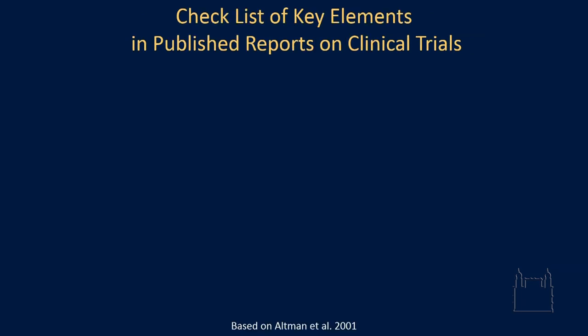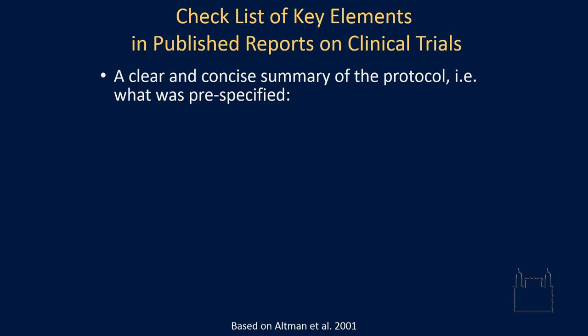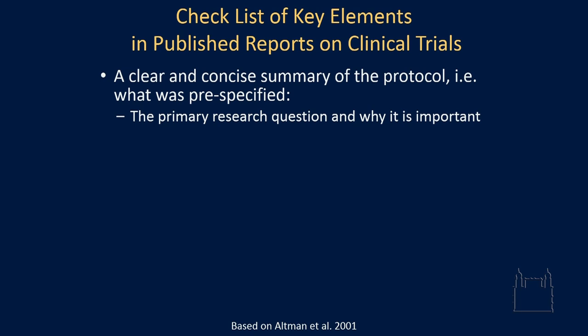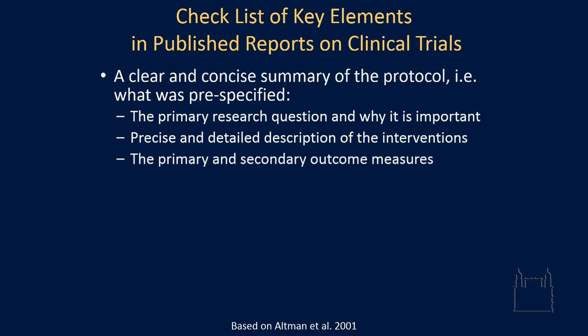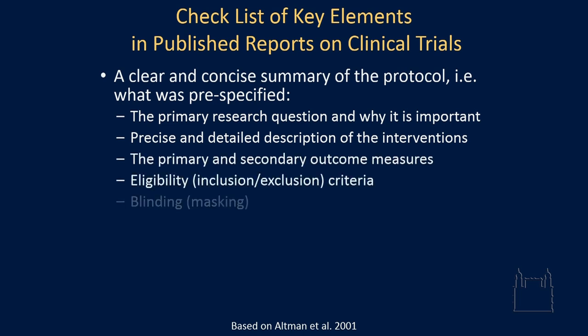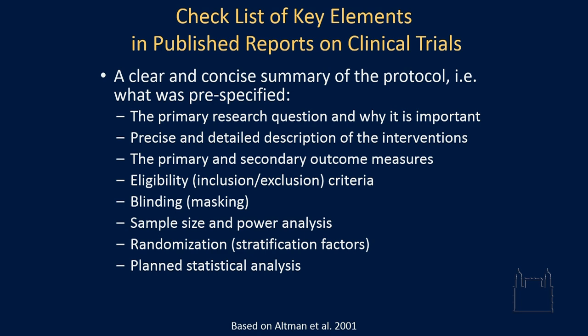Checklist of key elements in published reports on clinical trials. This has a lot of common sense. I don't want to talk too much about it. But it says you have to state the primary research question and why it's important, a description of the intervention, primary and secondary outcome measures, eligibility, blinding, randomization method, planned statistical analysis, planned interim analysis. So it's a checklist of things you want to make sure are included in the manuscript.